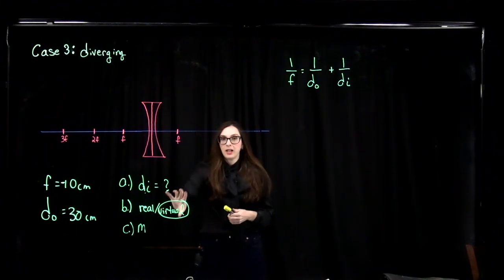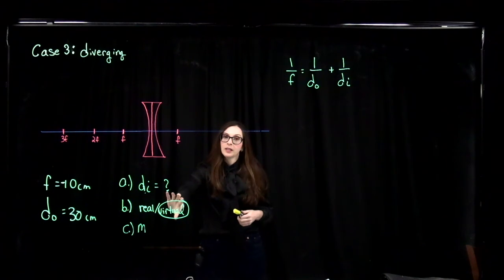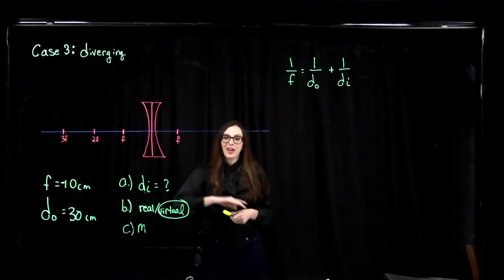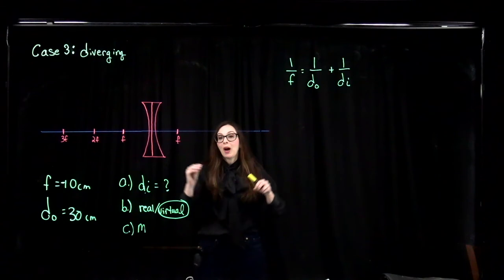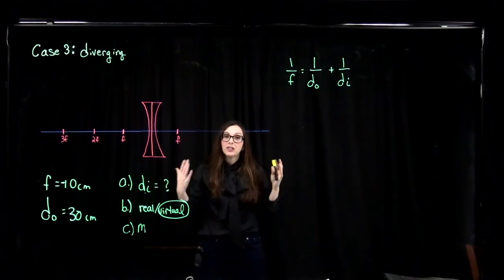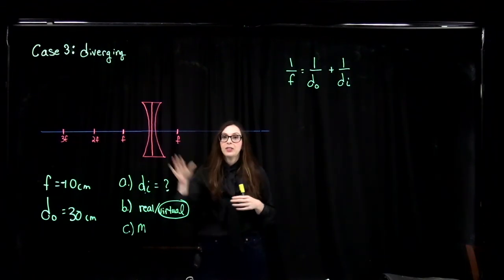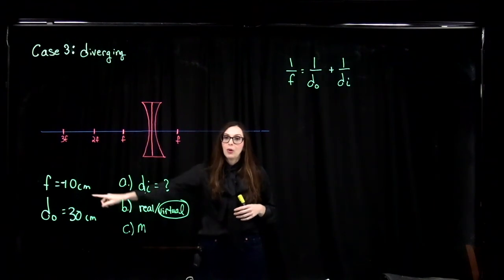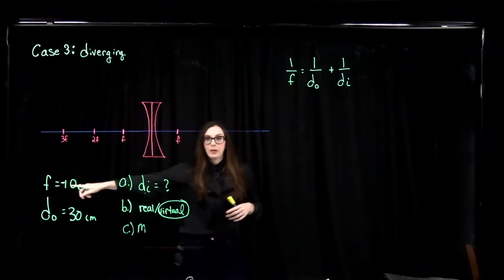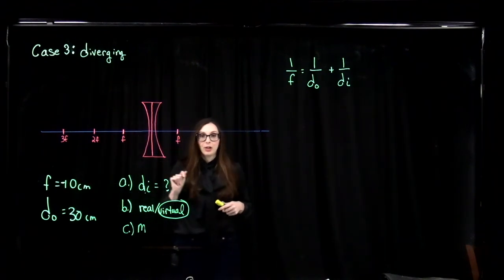So that means that the image always appears on the same side as the object. So we are going to know what that is. It's always the case. Now, also a diverging lens has a negative focal length. So we're going to have a diverging lens with a focal length of 10 centimeters, but we put a minus sign on it since it's a diverging lens.